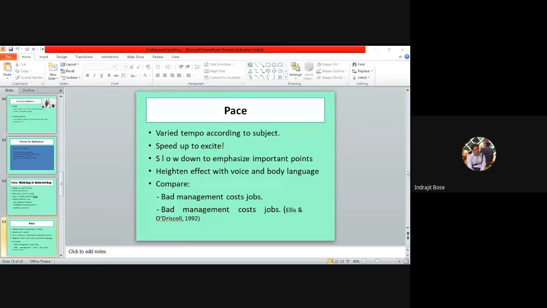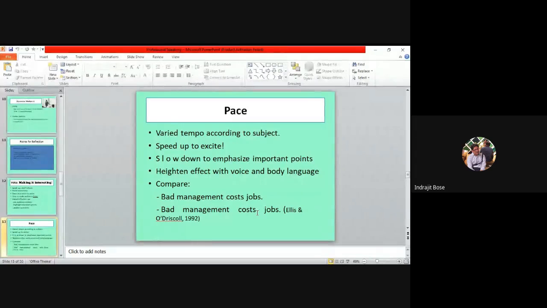At the same time, if I speak very fast, then also it is not appropriate, because then it's like an express train that is going, and everything is mentioned so fast that we are not able to grasp it properly. Before that, it is gone. So that is also not appropriate. So what kind of pace is really appropriate? Okay, if we go back to the PowerPoint, actually a varied pace is better, suited according to the subject.